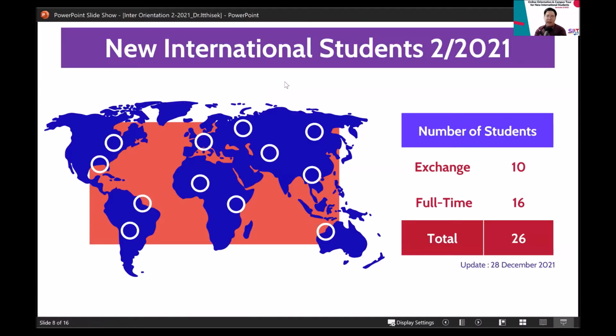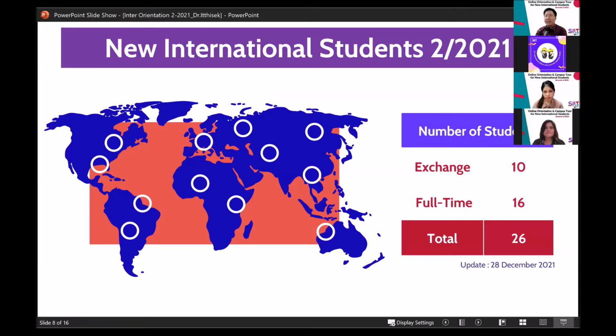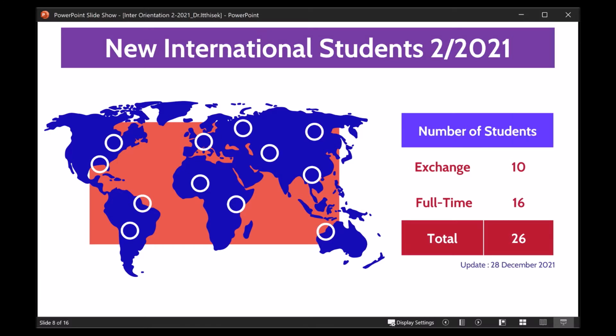So in this semester, the second semester of the academic year 2021, we are very happy to welcome 26 international students to SIIT. So out of the 26 students, we have 10 exchange students and 16 full-time students. So in fact, in the COVID era, this is something that we are very happy to see, because it means that international travels and international studies are starting to pick up once again as the situation improves around the world.